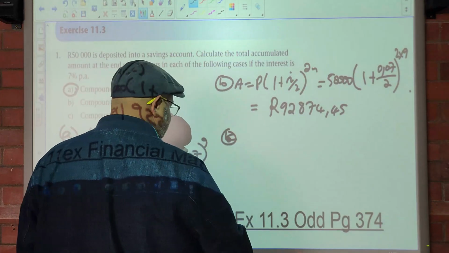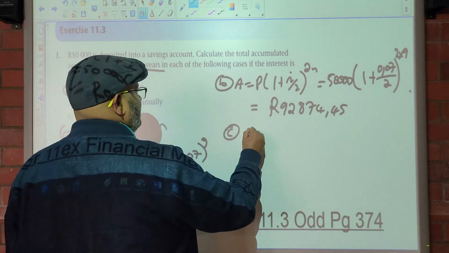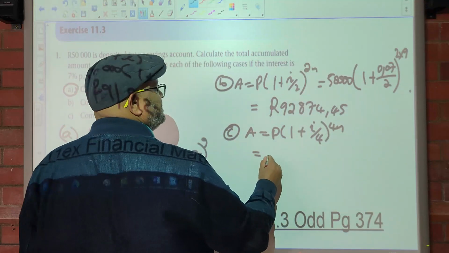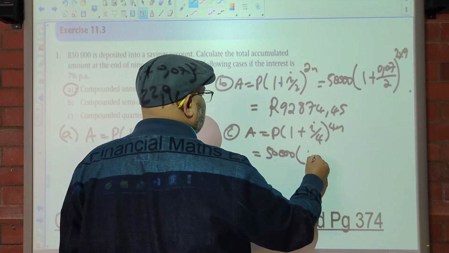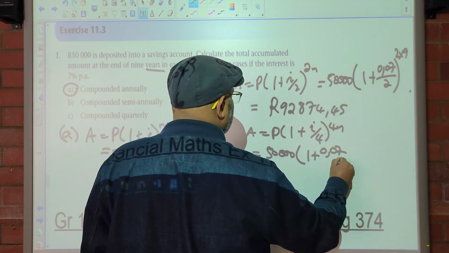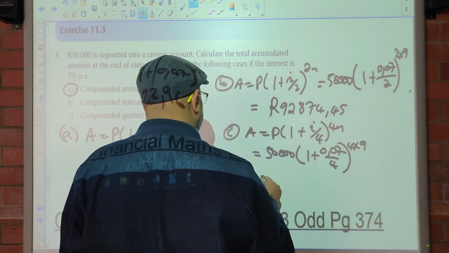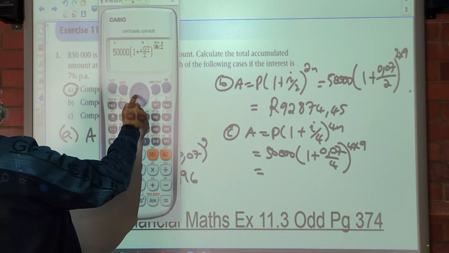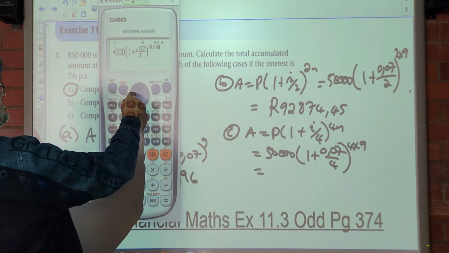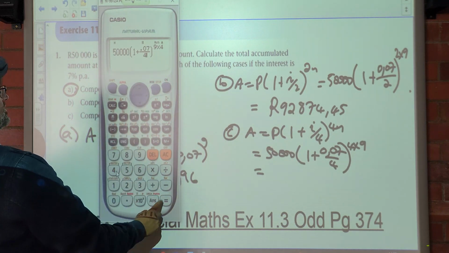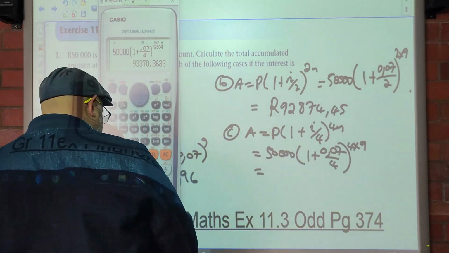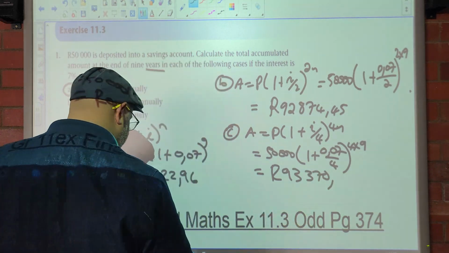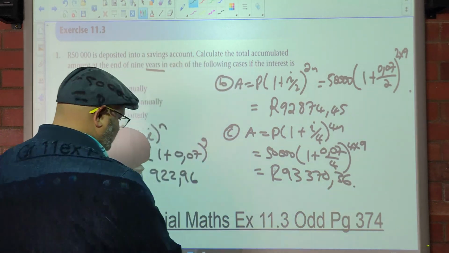C, compounded quarterly. A is equal to P into 1 plus i over 4 to the exponent 4n. So it's going to be 50,000 rand into 1 plus 0.07 over 4 to the exponent 4 times 9. It gives you 93,370 rand and 36 cents.